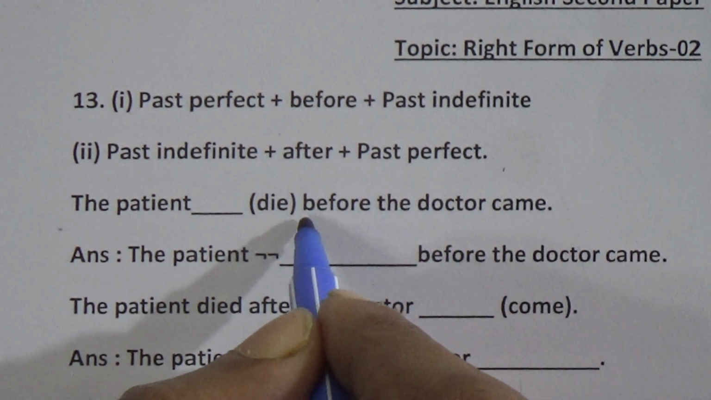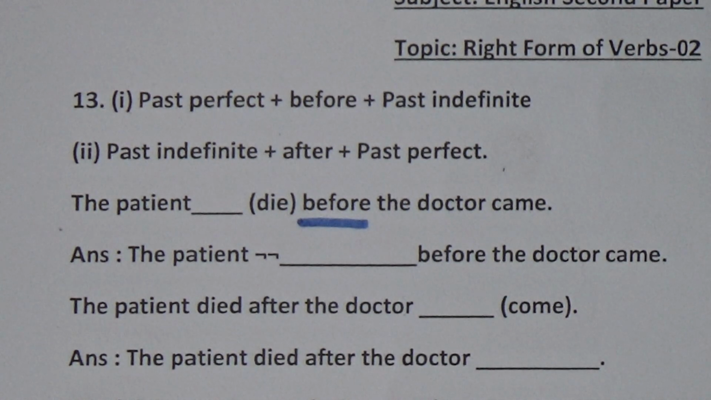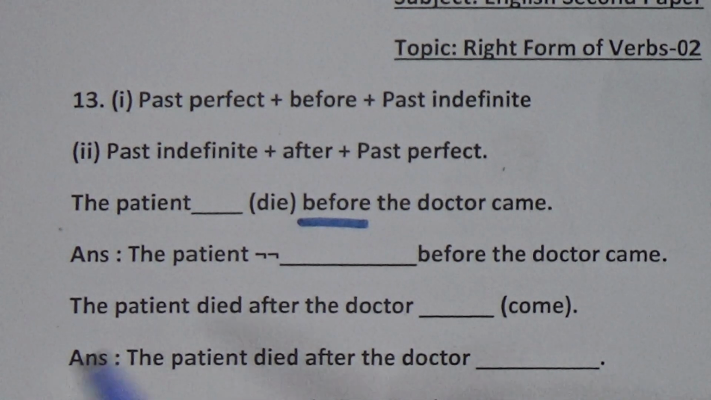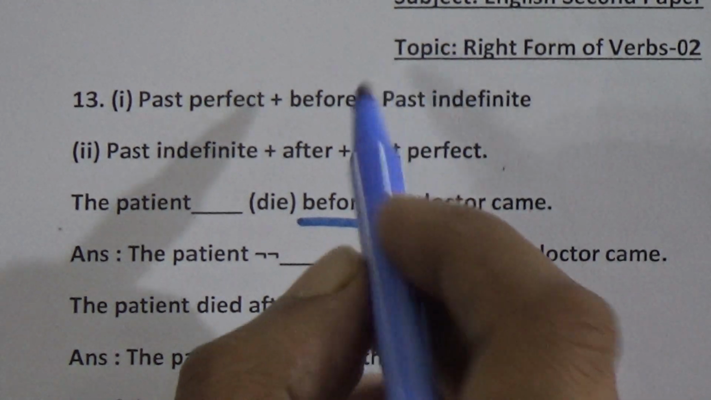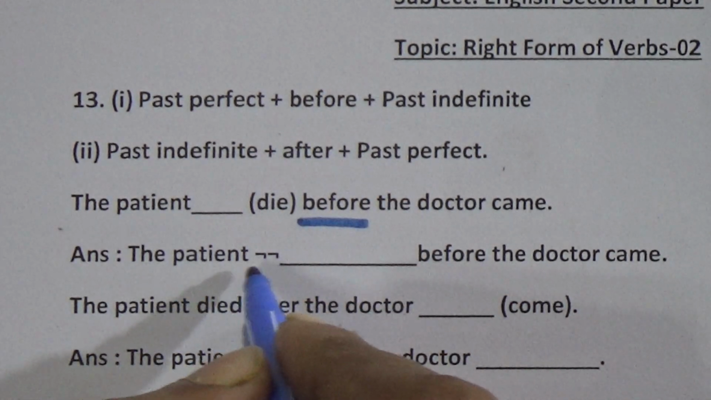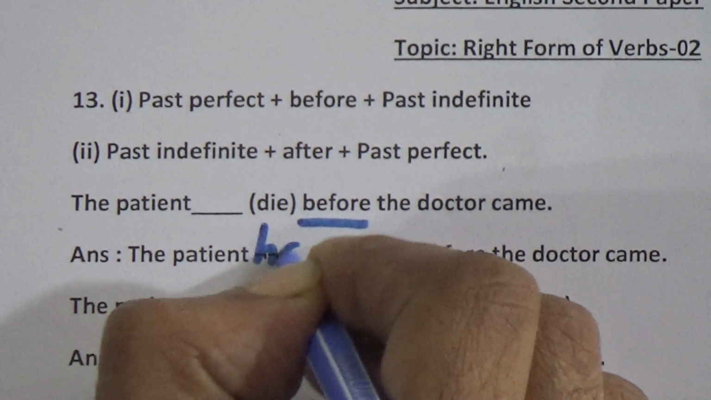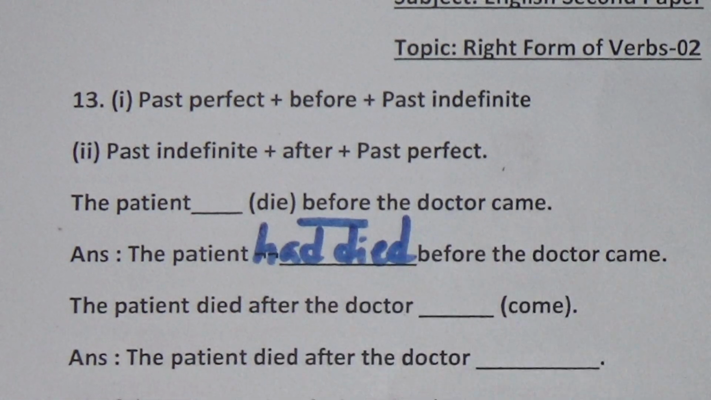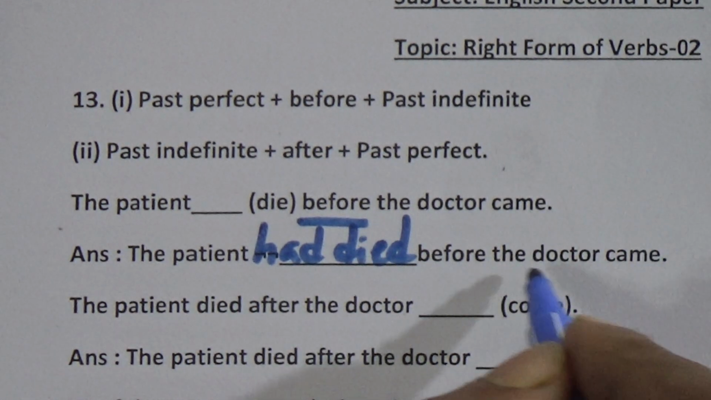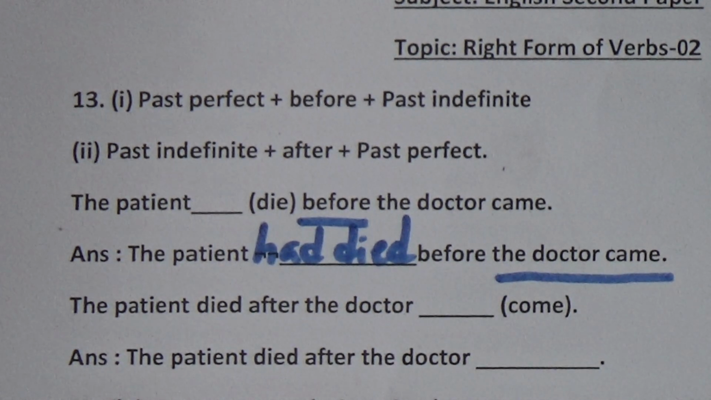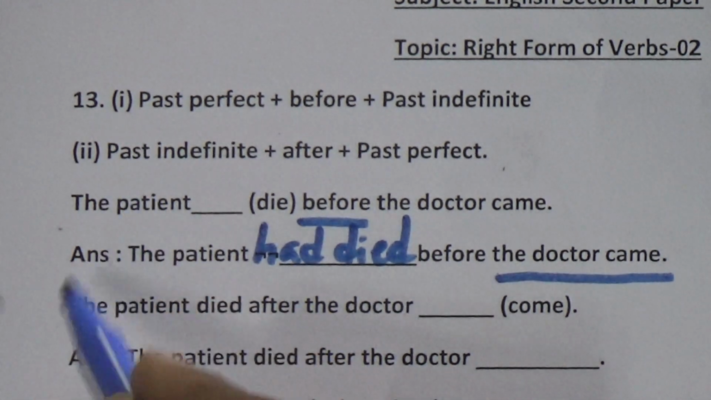Here you have to look at this conjunction before. If you find before, then the past perfect will be in the first portion, and when you write down past perfect in the first portion, ultimately the second portion, that means the second clause, will be in past indefinite tense. So the first part we will write in past perfect tense, that means had died before the doctor came. Look here, the second clause is written in past indefinite tense. There is another example.